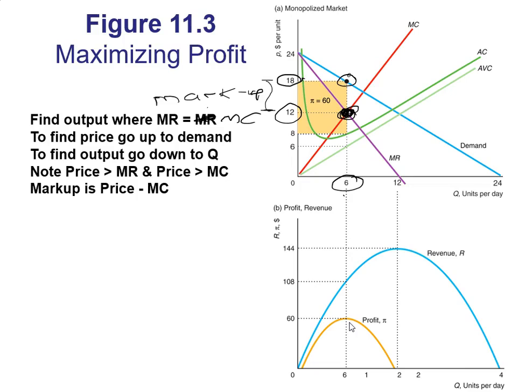And in this case, 18 times 6 is our total revenue. For our total cost, take your 6 up to the average total cost curve right here and go over. This is the total cost. So clearly, total revenue is larger than total cost. That's why the profit here is $60.